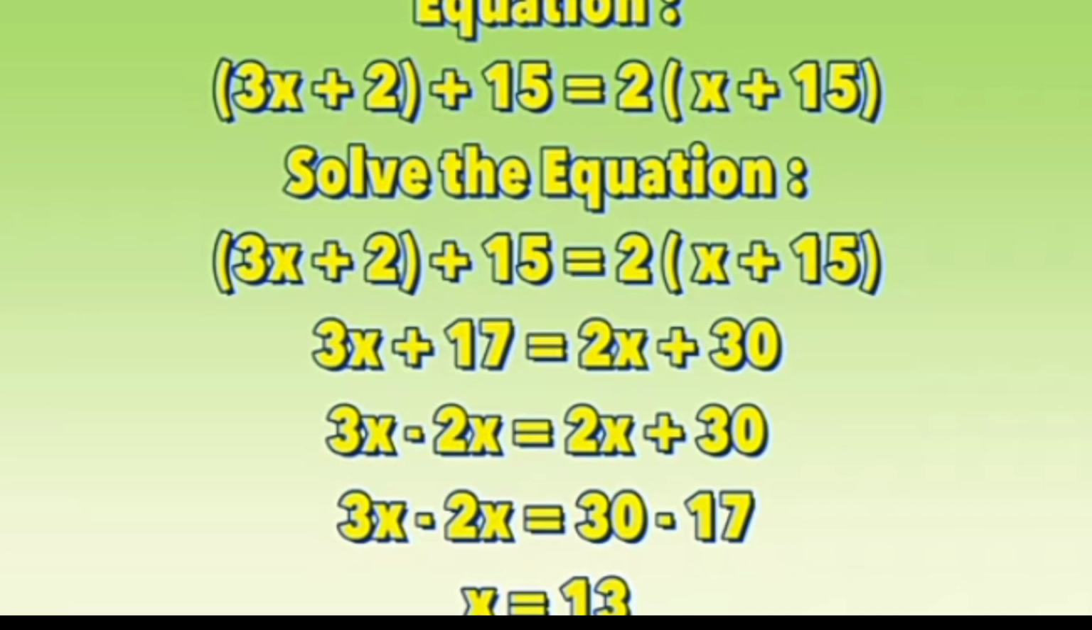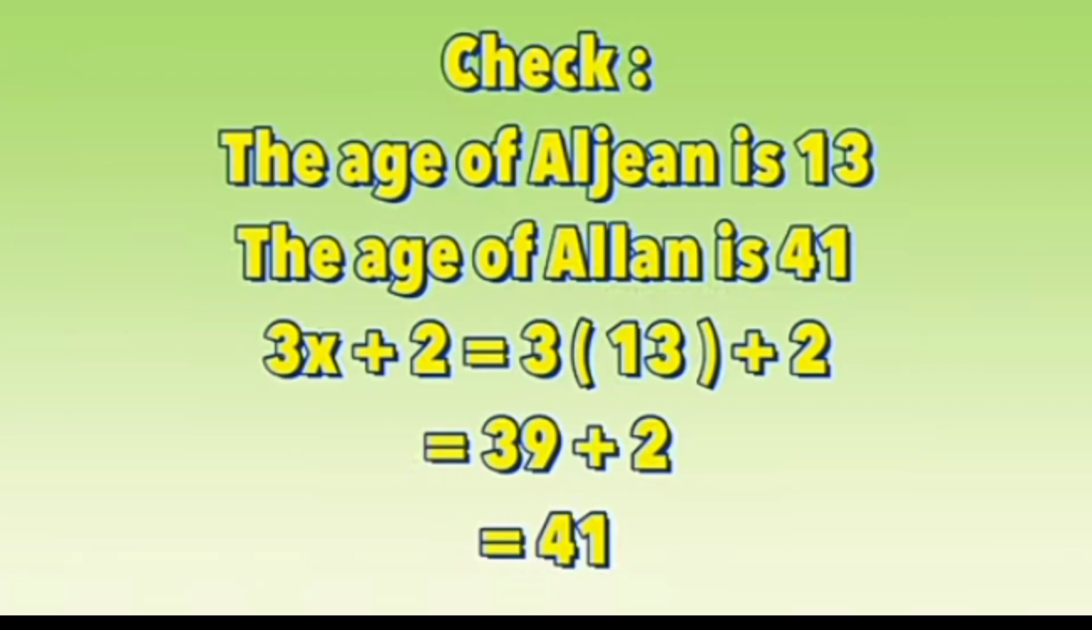So 3X, then we're going to transpose 2X to the left side, and it becomes negative 2X equals 30. Then we transpose the positive 17 to the right side of the equation, and it becomes negative 17. And we simplify: 3X minus 2X equals X equals 30 minus 17 equals 13. So if we check, the age of Algin is 13 and the age of Alan is 41. It came from 3X plus 2. We substitute: 3 times 13 equals 39, plus 2 equals 41.